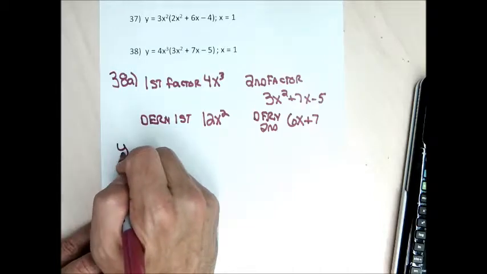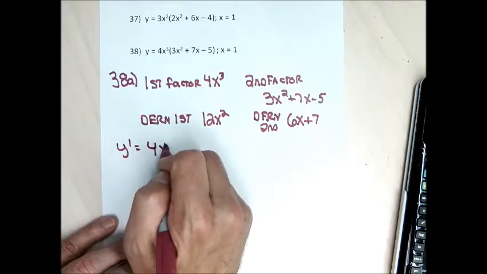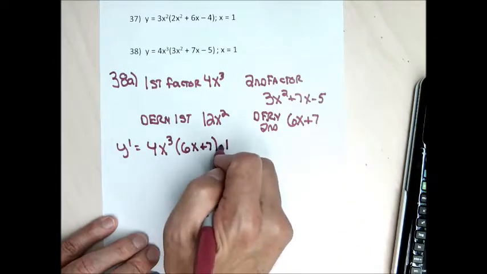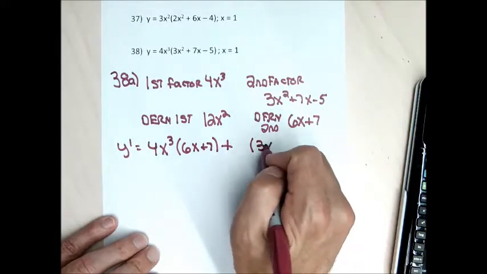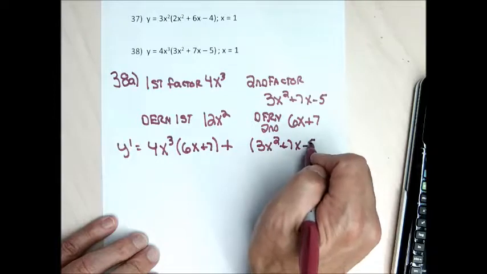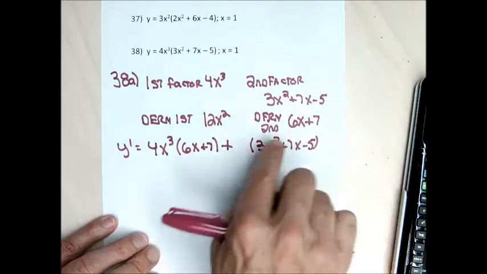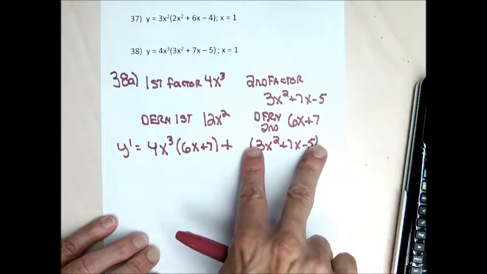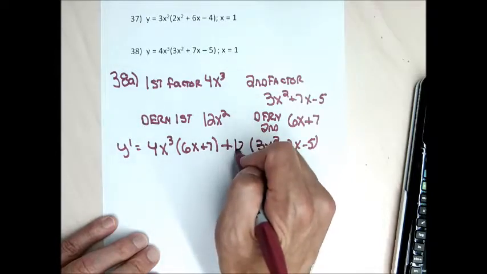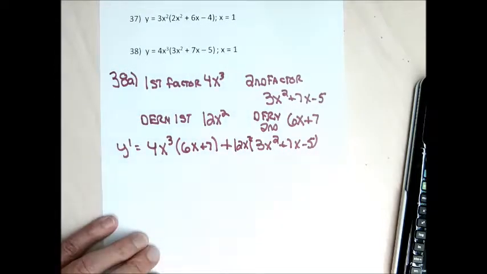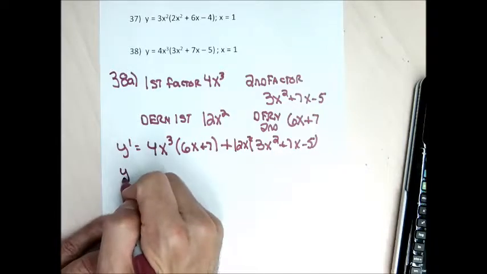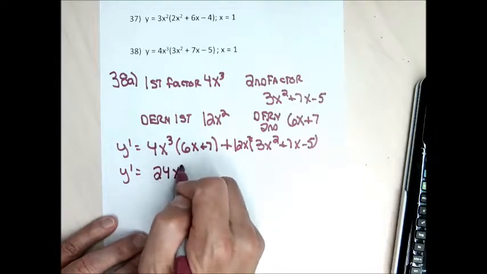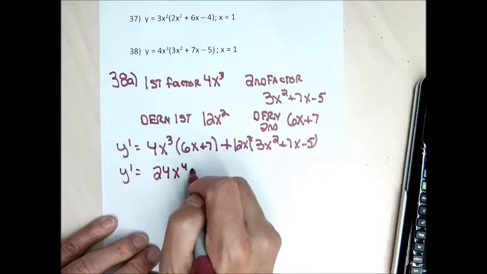So for 38a, the derivative is first factor, 4x cubed, times derivative of the second, 6x plus 7, plus second factor, 3x squared plus 7x minus 5, times the derivative of the first. It's almost easier to write it first as opposed to second. When you have the multiplications, you can flip-flop the multiplications like I was doing with the quotient rule. And I'm going to flip-flop that just to make it easier for me to do. Yuck. So now I'm going to get y prime equals 4x cubed times 6x is 24x to the 4th. 4x cubed times 7 is plus 28x cubed.